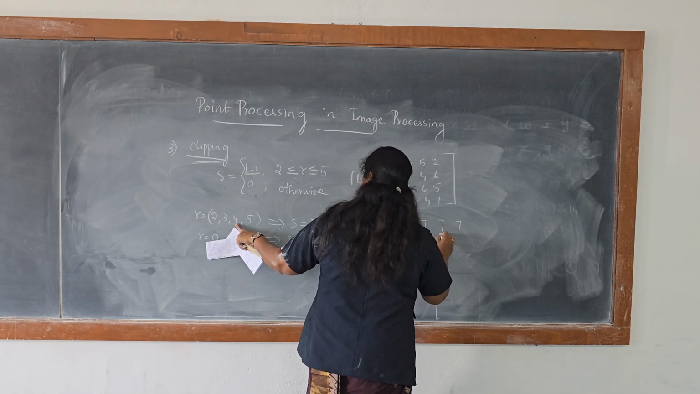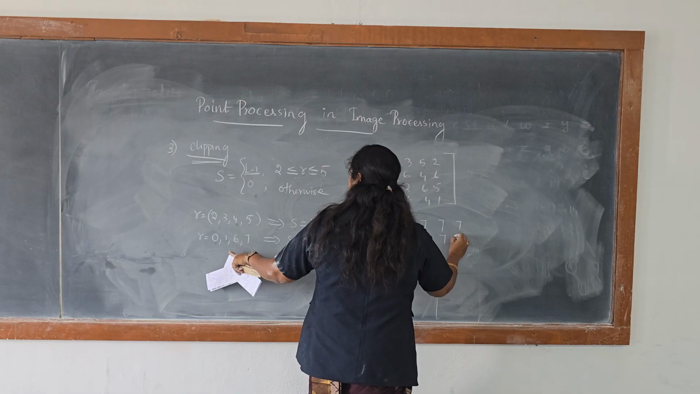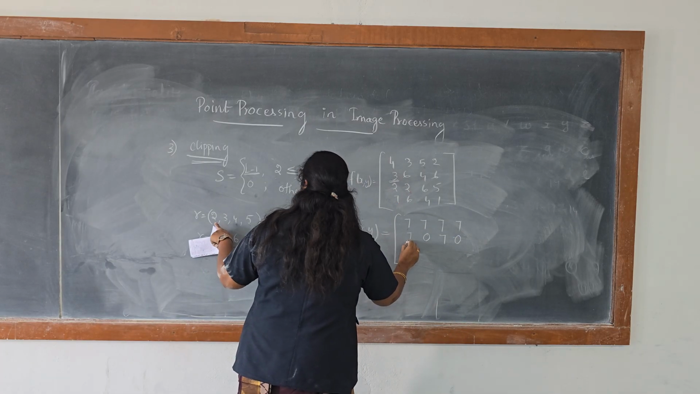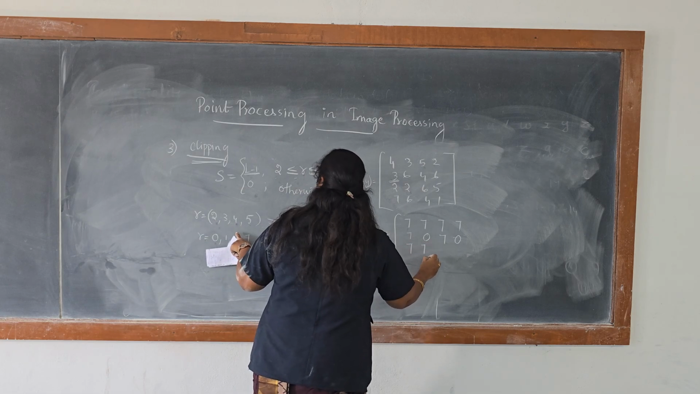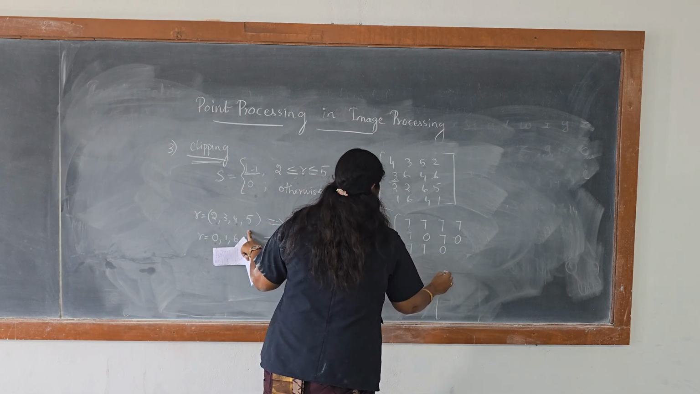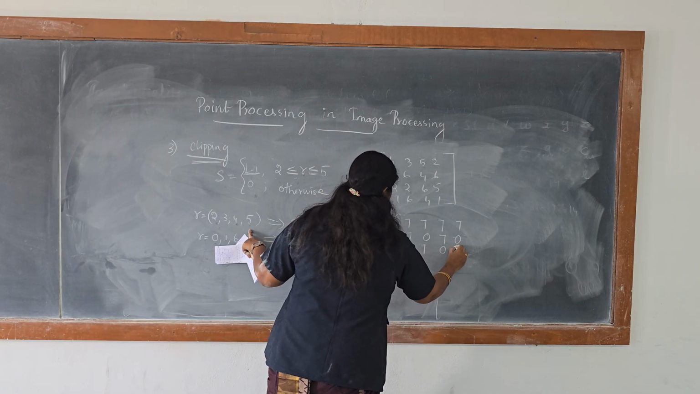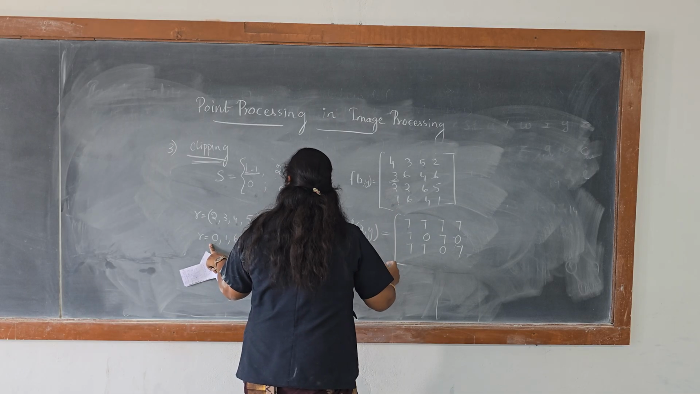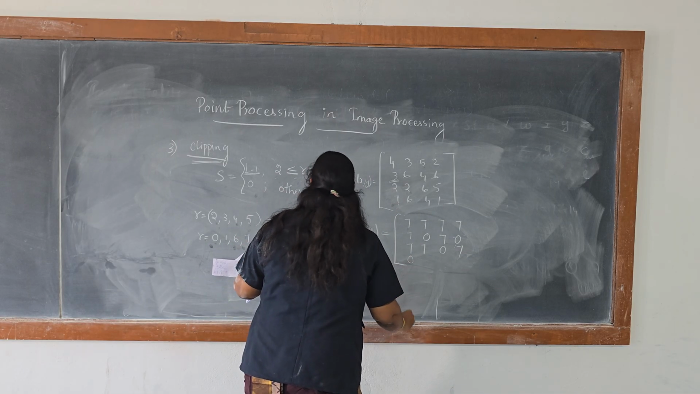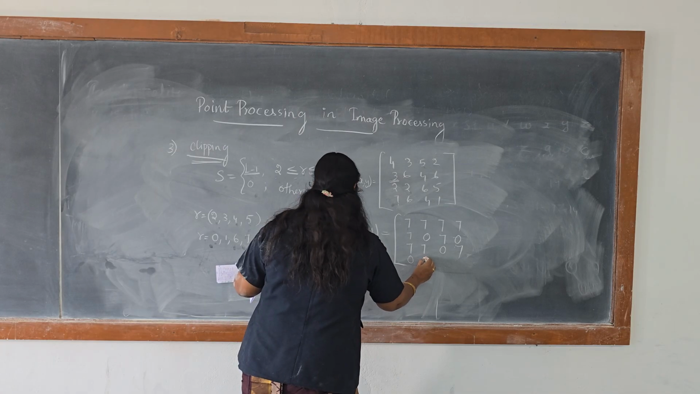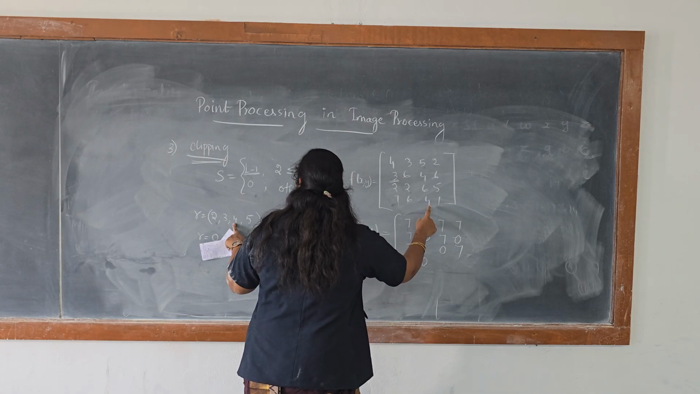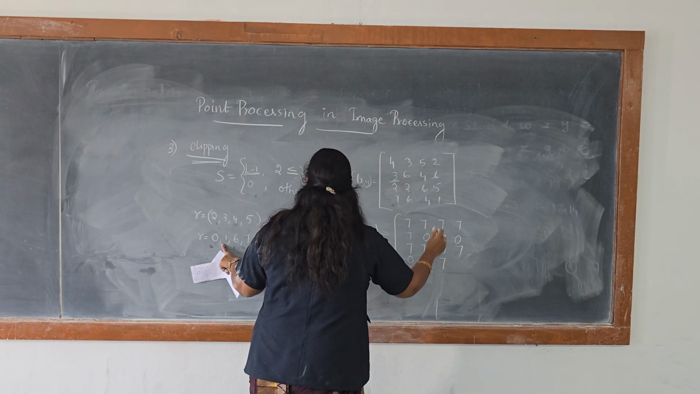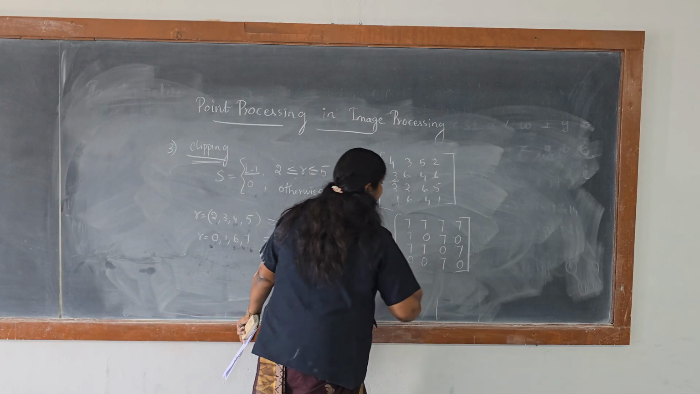4 is in the range, so 7. 6 is out of the range, so it will become 0. And next 2, 2, again it is in the range, 7, 7. 6 is out of the range, 0. And 5 is in the range, so write 7 here. And in the last row, 7 is out of the range, so 0. And 6 is out of the range, 0. Then 4 is in the range, so 7. 1 is out of the range, so write 0.